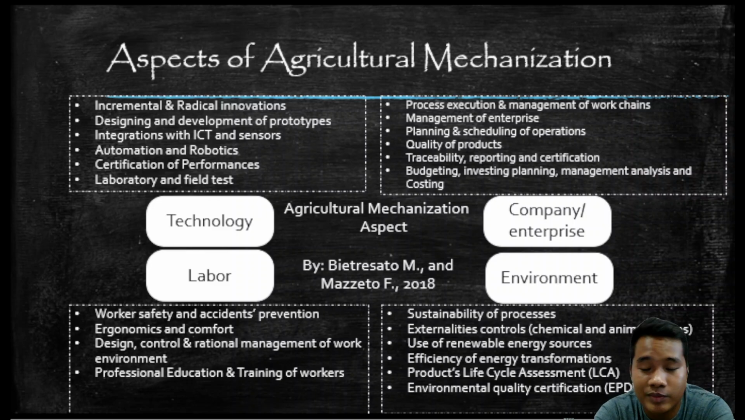The second one is company and enterprise, which covers process execution and management of work chains, management of enterprise, planning and scheduling of operations, quality of products, traceability, reporting, and certification. Budgeting is also very important, as are investing, planning, management analysis, and costing. Under labor, it is very important to consider the operator: worker safety and accident prevention, ergonomics and comfort, the design and control of rational management of the work environment, and professional education and training of workers.